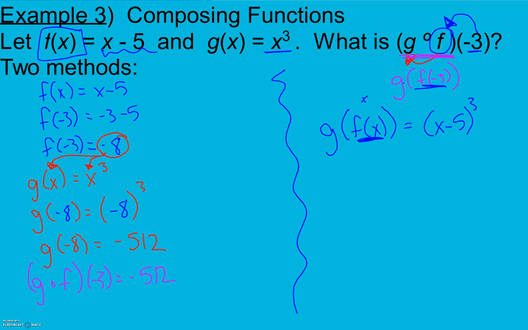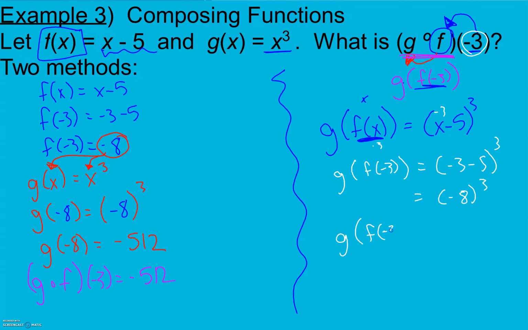I write my composite function first, and then put my value in. Here I'm specifically looking for negative 3, so I substitute that in for x. G of f of negative 3 gives me negative 3 minus 5 cubed, which is negative 8 cubed. So the value of g based on f, evaluated for negative 3, gives me negative 512. Either way works here.